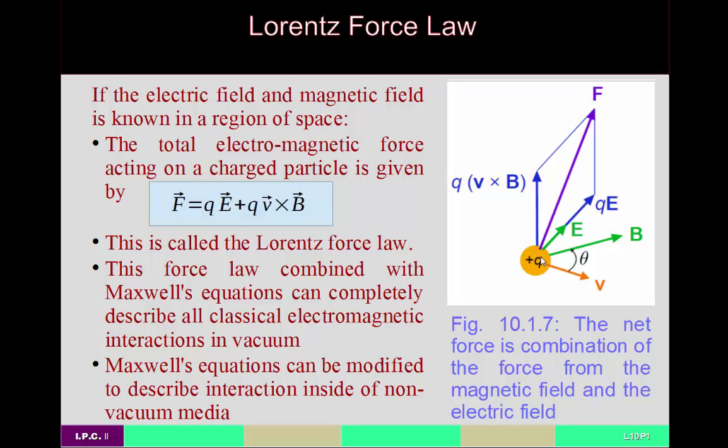Here's the diagram that goes with that. You have a charge Q moving at speed v at some angle theta with respect to the magnetic field. The force from the magnetic field is represented by this blue line, QV cross B. It's perpendicular to B and V. There's also an electric field, which produces a force in the direction of the electric field for a positive charge, QE. If you want the total force, you add QV cross B plus QE, and you get the total force on the particle.